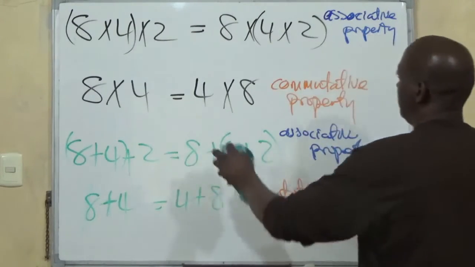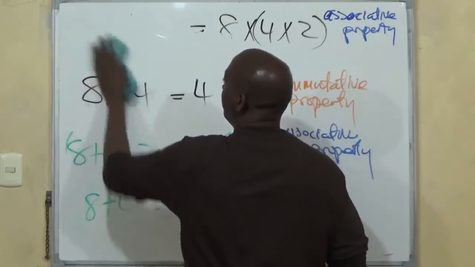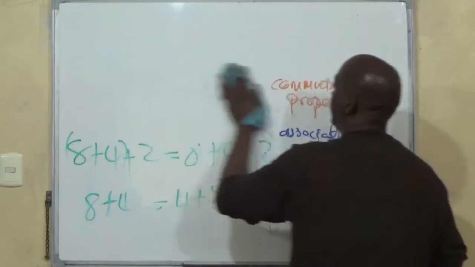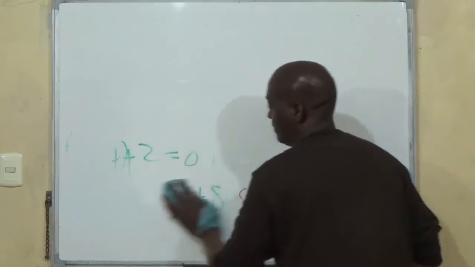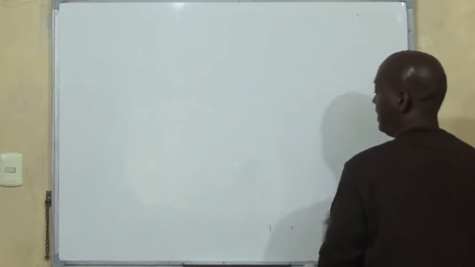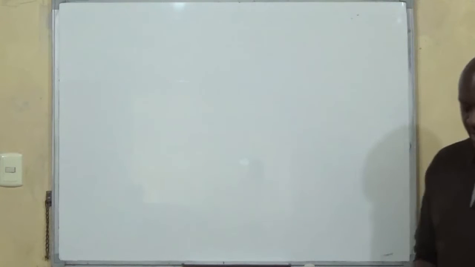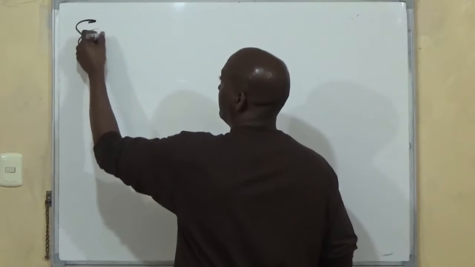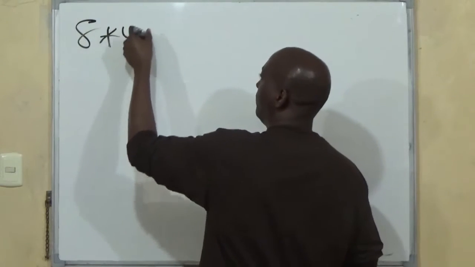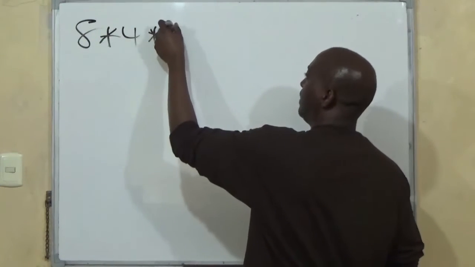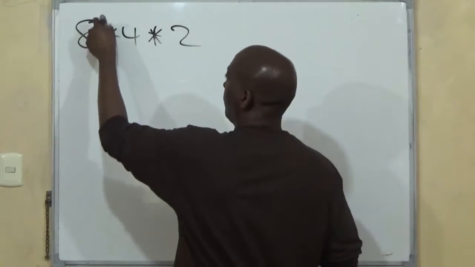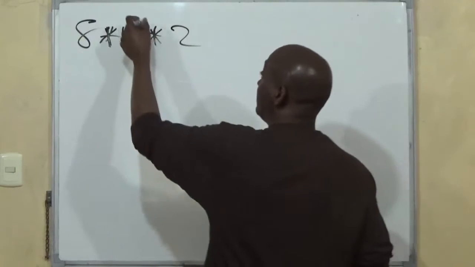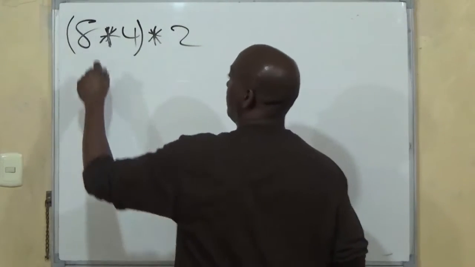So for example, if we have 8 star 4 star 2, right? Watch it now. We're maintaining the same pattern. If we have 8 star 4 star 2, that is not a binary operation, right? But if we do that, then yes, we have a binary operation.